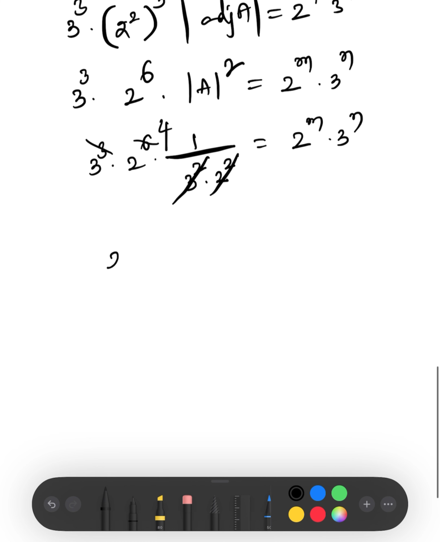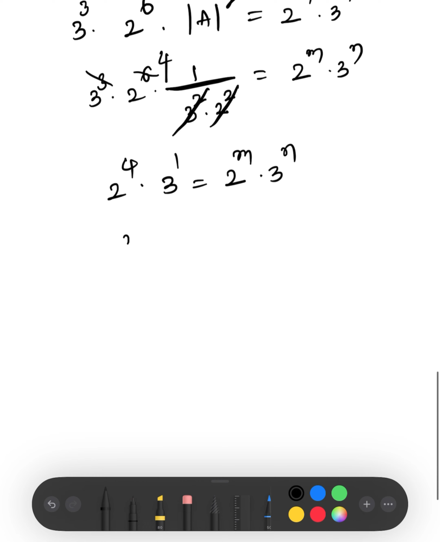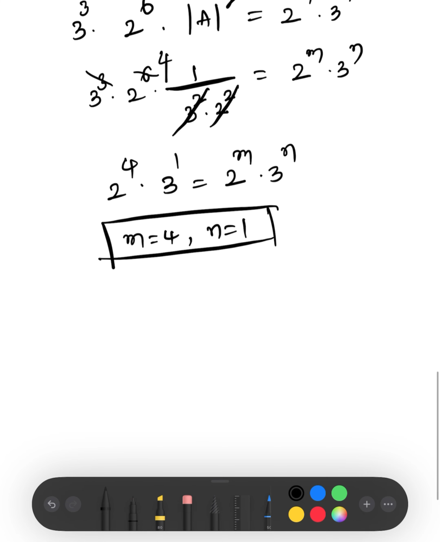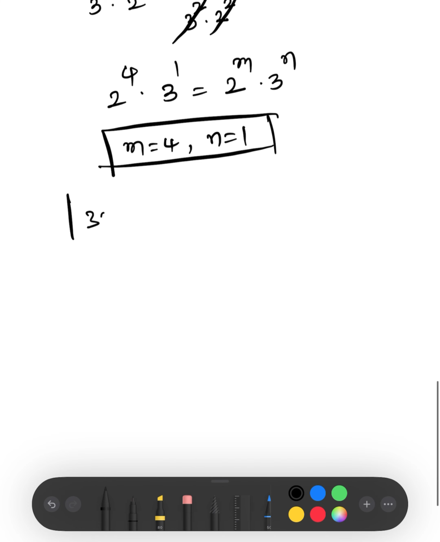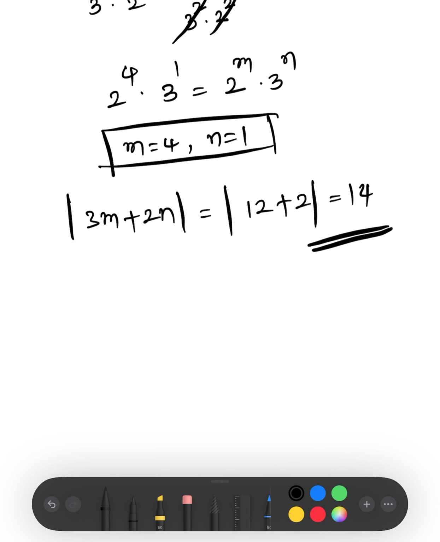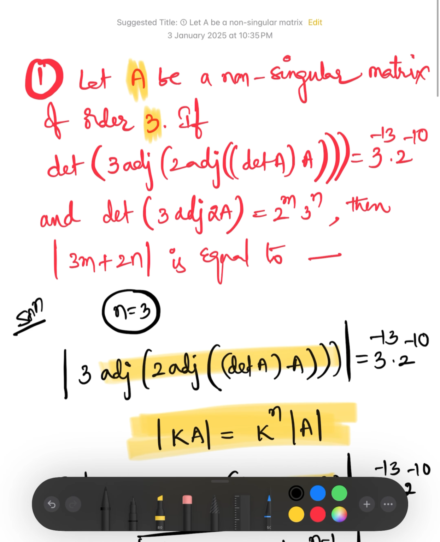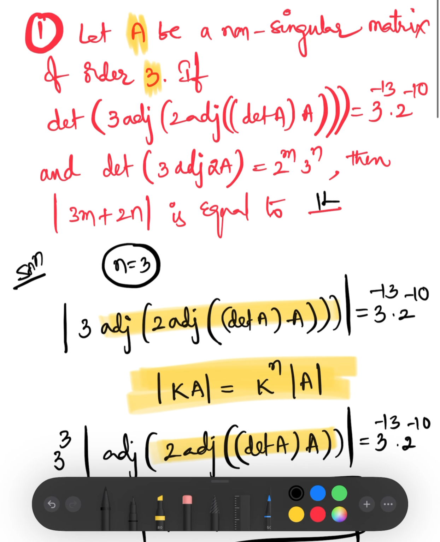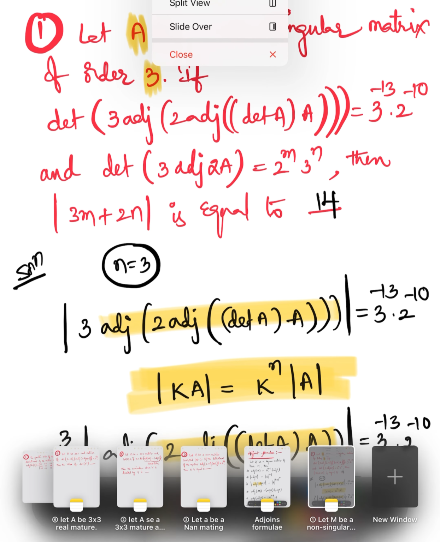So clearly it is 2 power 4 into 3 power 1 equal to 2 power m into 3 power n. Now if you compare both sides, m equal to 4 and n equal to 1. Now what we want finally, modulus of 3m plus 2n, that is 3 fours are 12, 2 ones are 2, that is equal to 14. That is the correct answer. Now here it is a fill in the blanks question. Now the answer is 14. Right. Now move on to the second question.